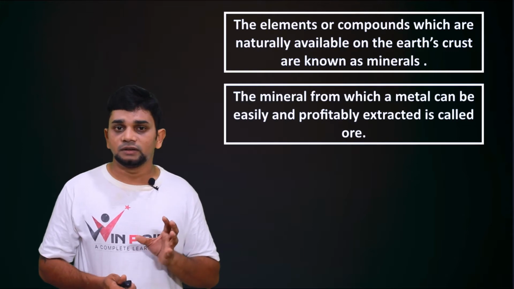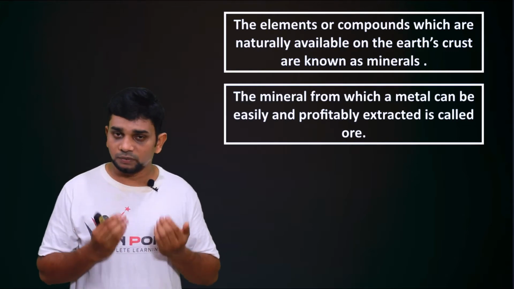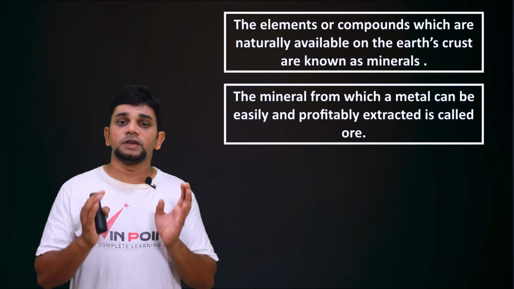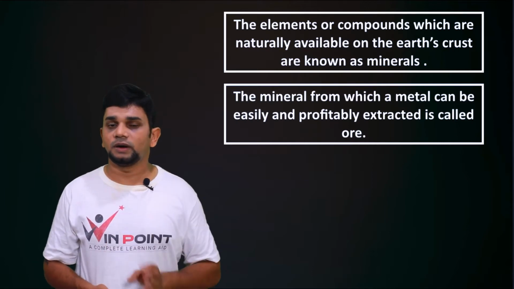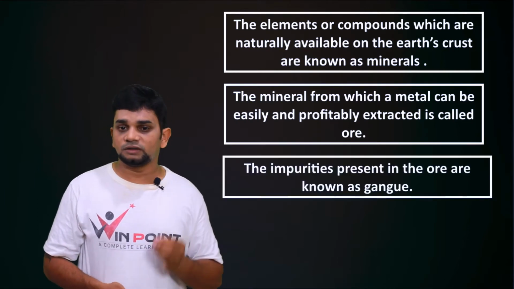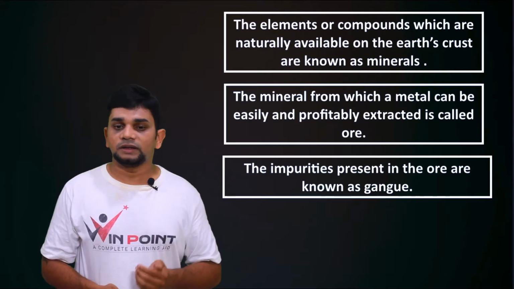And what about gangue? Gangue means when we are taking ore from the earth crust, it will consist of impurities. These impurities are known as gangue. The impurities present in the ore are known as gangue.